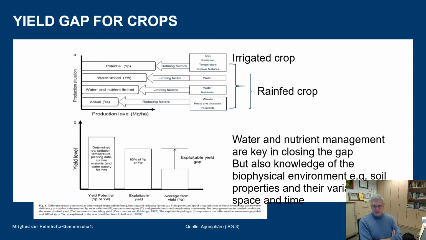Our aim now is that we want to close this gap between actual yield and the potential yield. And for this, we need to improve our water and nutrient management as one of the key aspects. But also the knowledge of the biophysical environment, for instance, of soil properties and their variability in space and time, is extremely important. In the next slides, I will show you how one can characterize the spatial variability of these soil properties and how we can bring them into the models to predict yield. And then I will also show you examples of how we can use sun-induced fluorescence to improve the water stress prediction of crops.